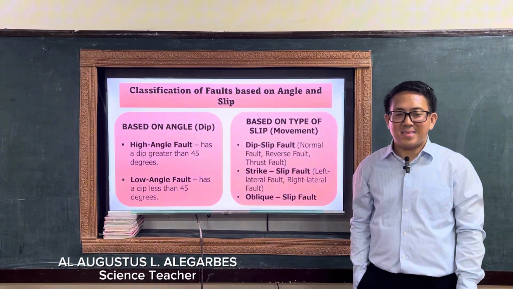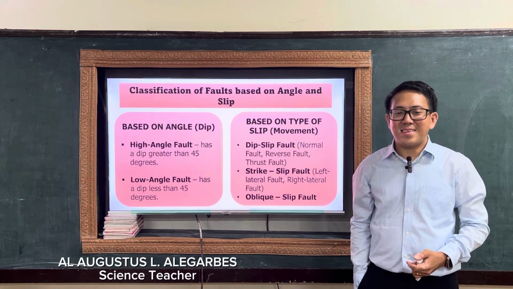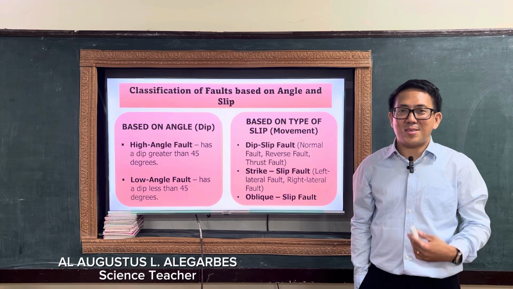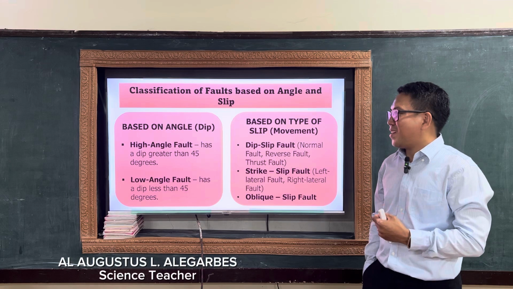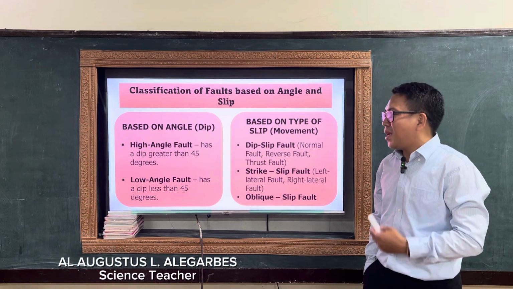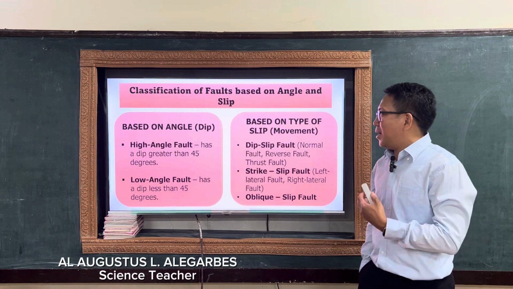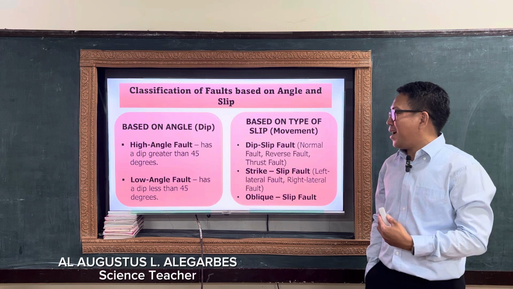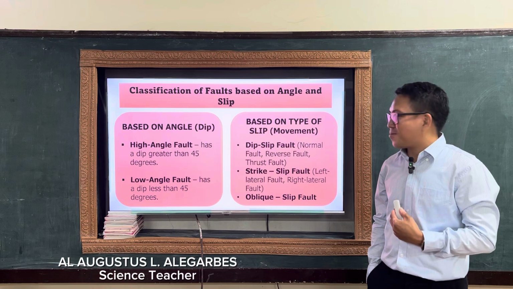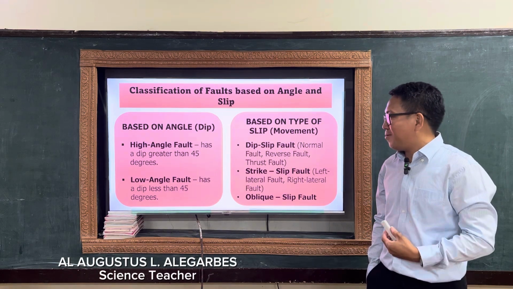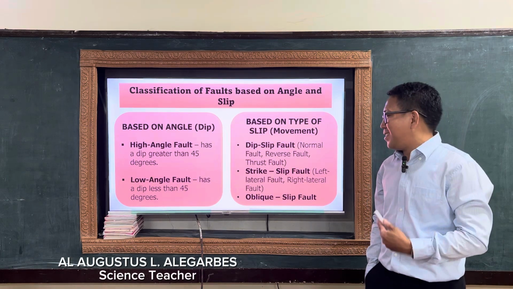To summarize everything, there are two classifications of faults. Number one is based on angle, and number two is based on their slip. Based on angle or dip, we have the high angle fault, which has a dip greater than 45 degrees, and the low angle fault with a dip less than 45 degrees. And based on type of slip or movement, we have the dip slip fault. Examples of it are the normal fault, the reverse fault, and the thrust fault. We have also the strike slip fault, the left lateral fault, and the right lateral fault, and the oblique slip fault.